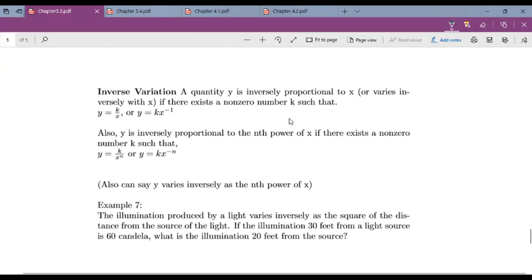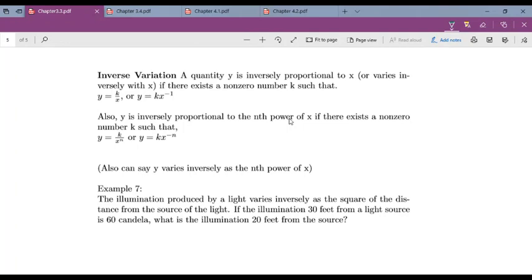Alright. Now if you got direct variation, you got inverse variation as well. So a quantity y is inversely proportional to x or varies inversely with x if there exists a non-zero number k such that y equals k over x or y equals k times x to the negative 1. So it's the same thing here, except this time the x is either on the bottom or raised to the negative 1, which is honestly the same thing. But you still have to remember that you got that constant out front.